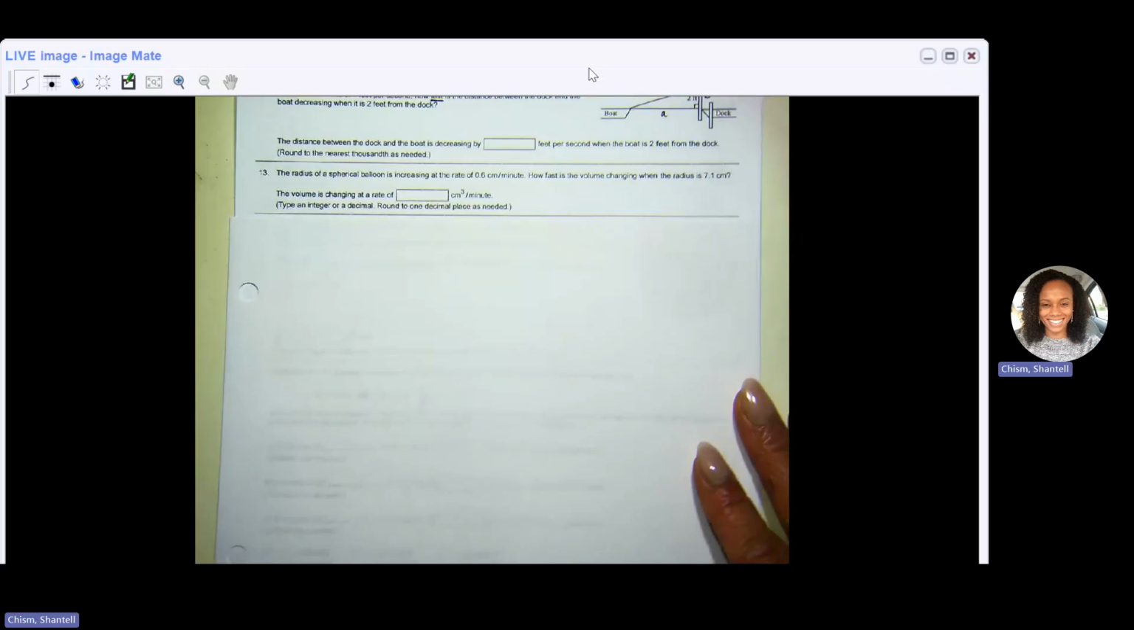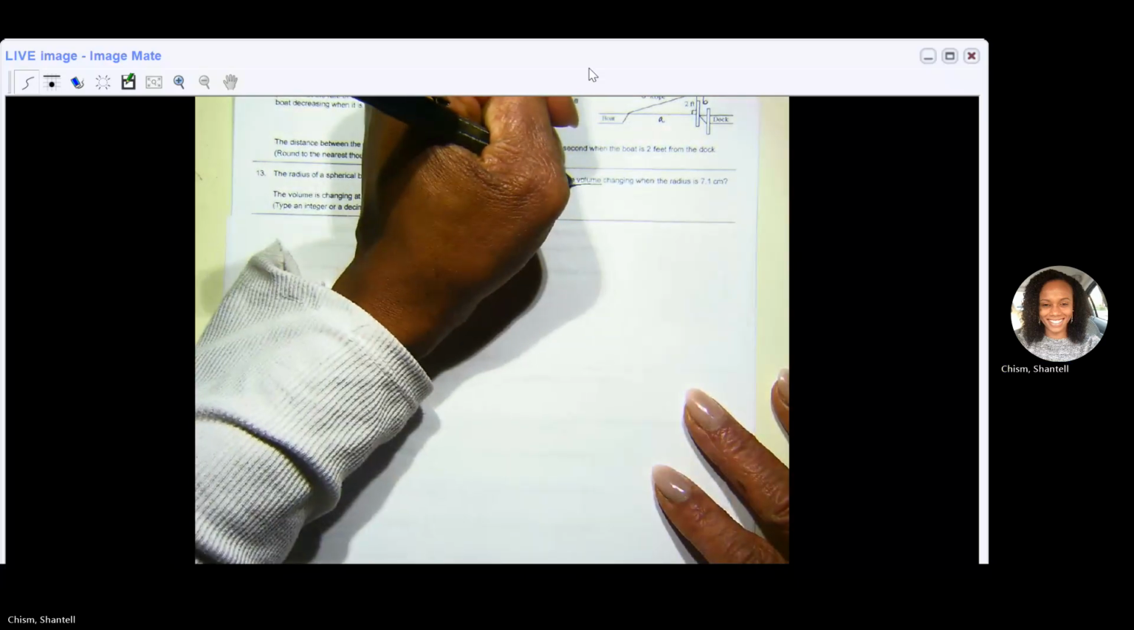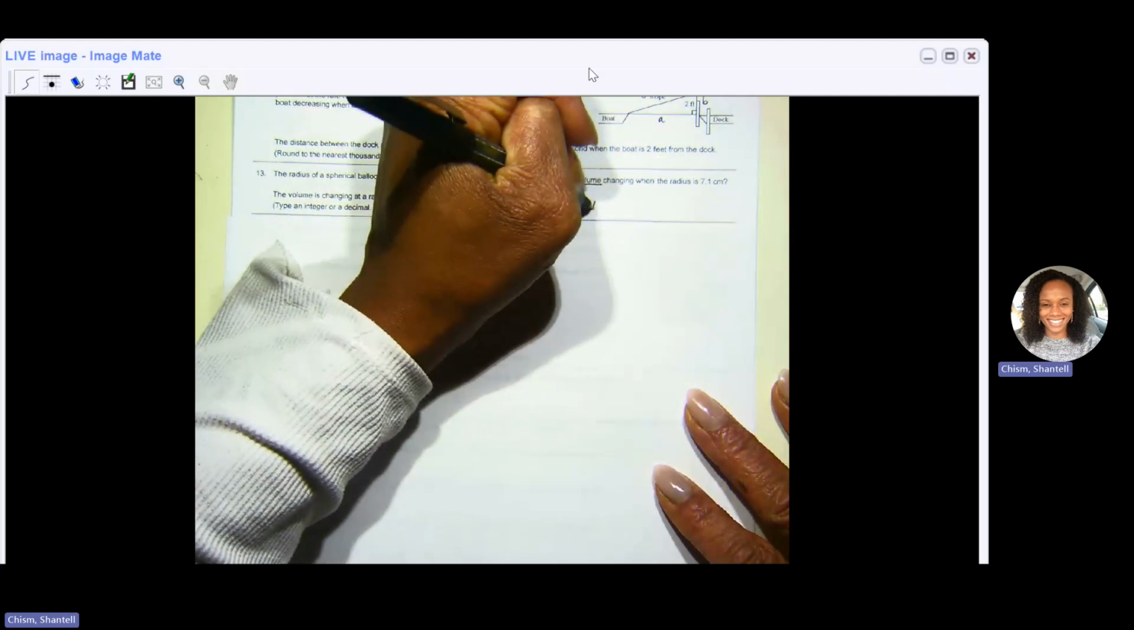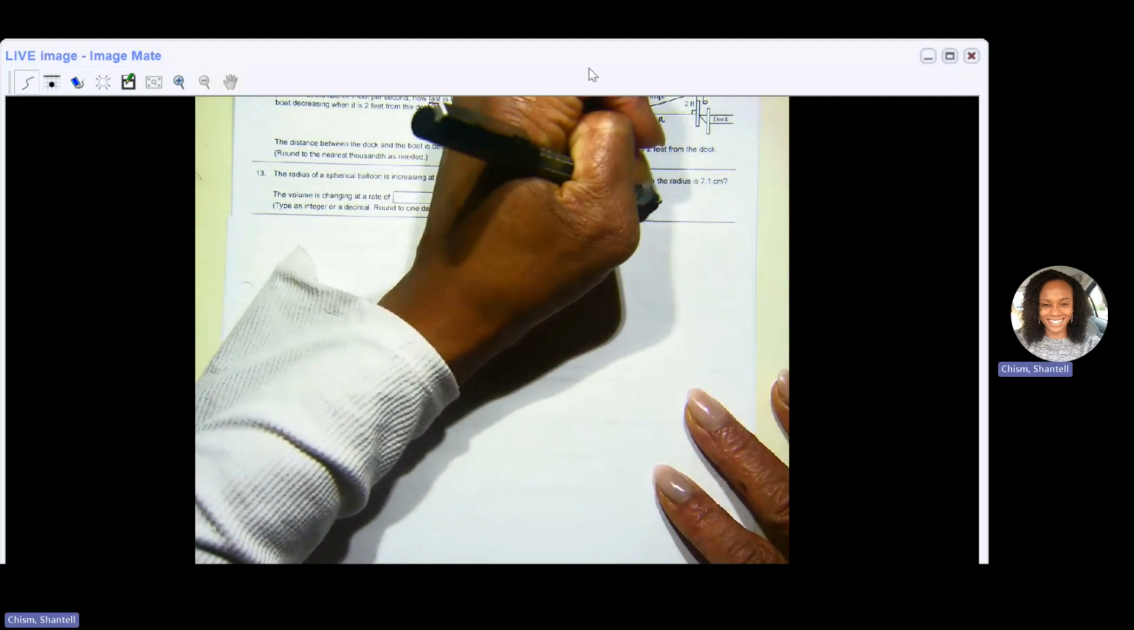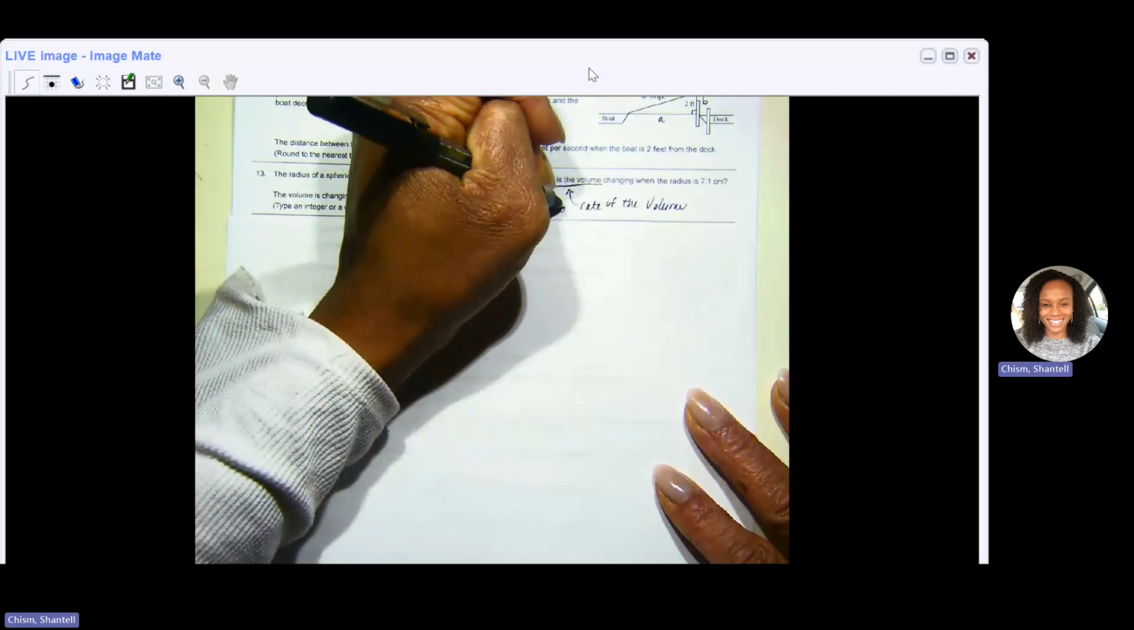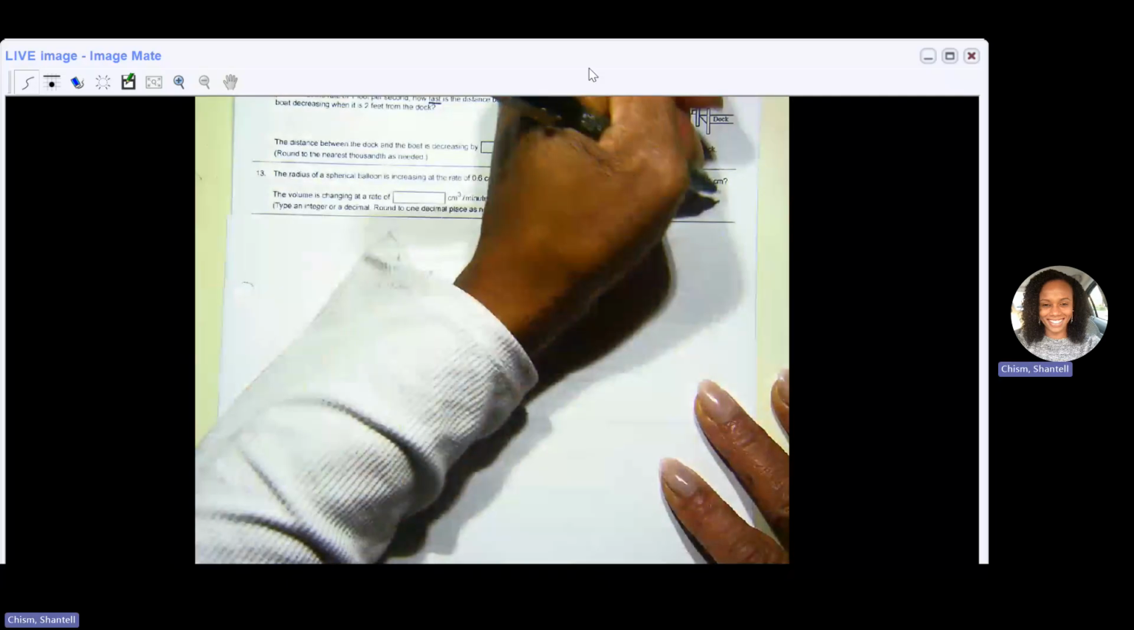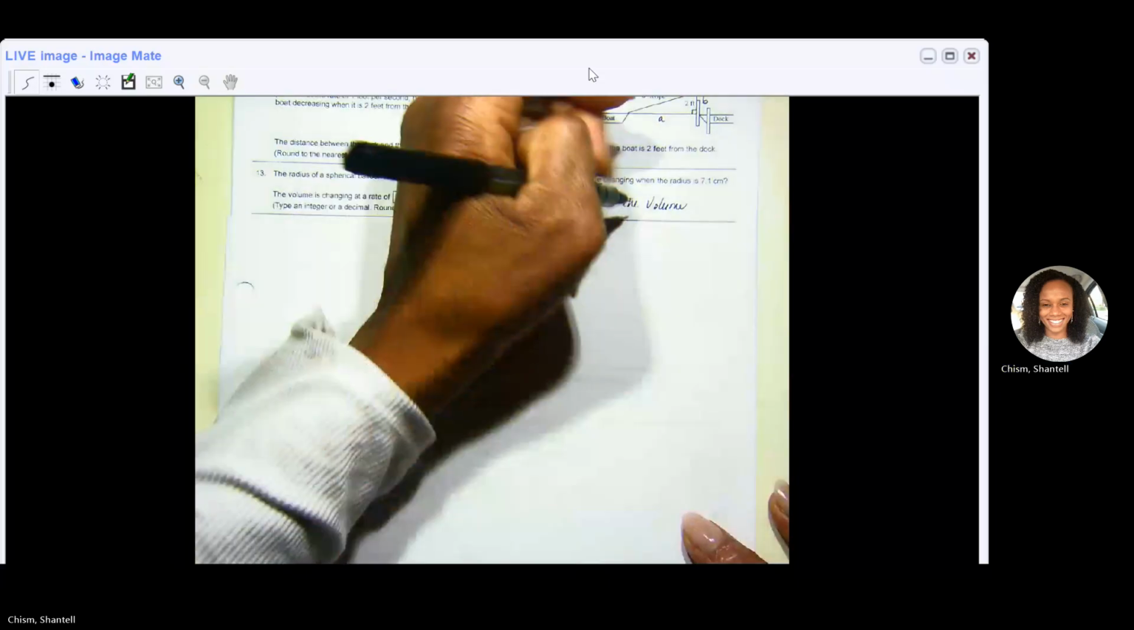It says the radius of a spherical balloon is increasing at the rate of 0.6 centimeters per minute. So we're talking about how the radius is increasing. So this is the rate of the radius, okay? It says how fast is the volume changing? So that means we want to find the rate of the volume. Well, we know volume is V, so we're looking for the rate of V. That means we're looking for the derivative of V.